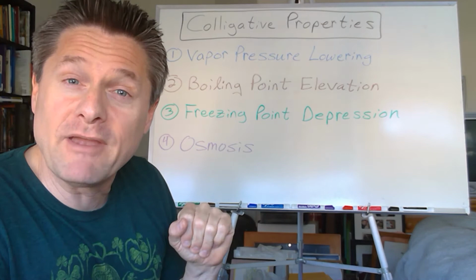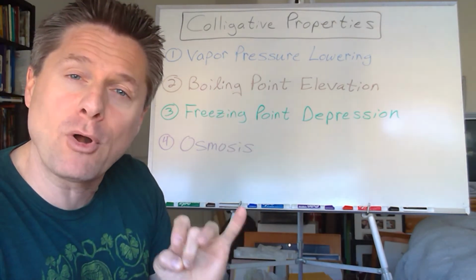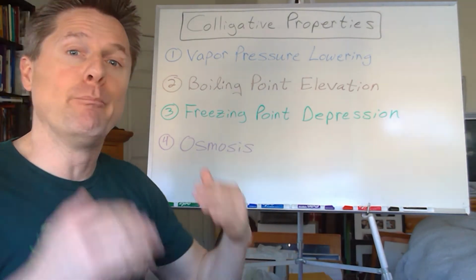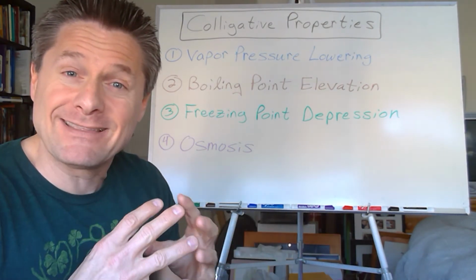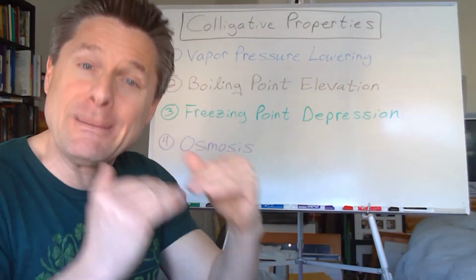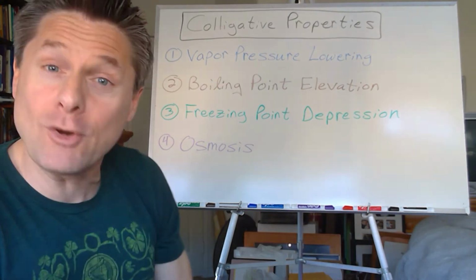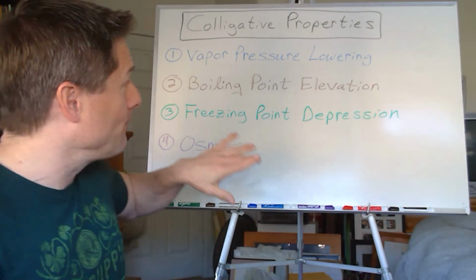So boiling point elevation, we're going to find out when you add solute particles to a solvent, the boiling point of them combined as the solution is higher than the pure solvent itself. Oh, I wonder why. Curious chemists want to know.